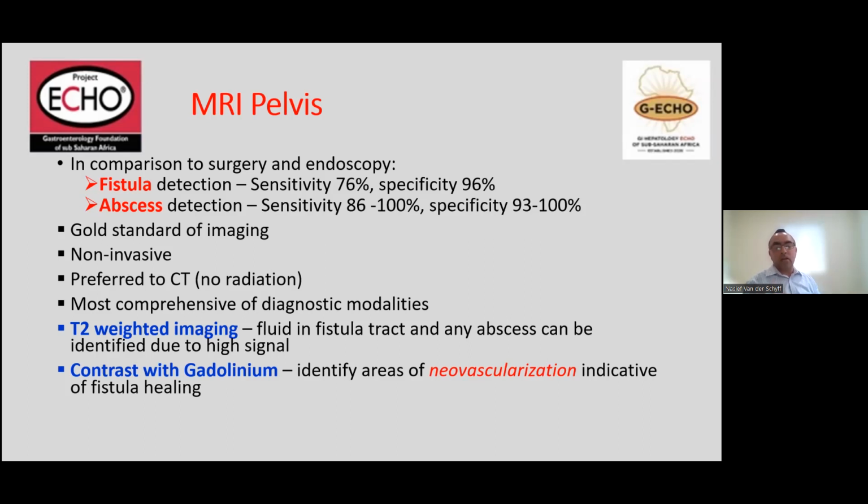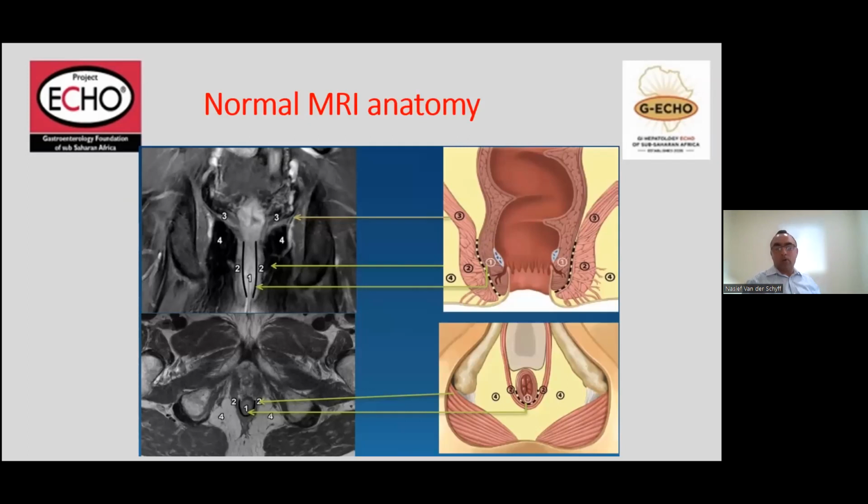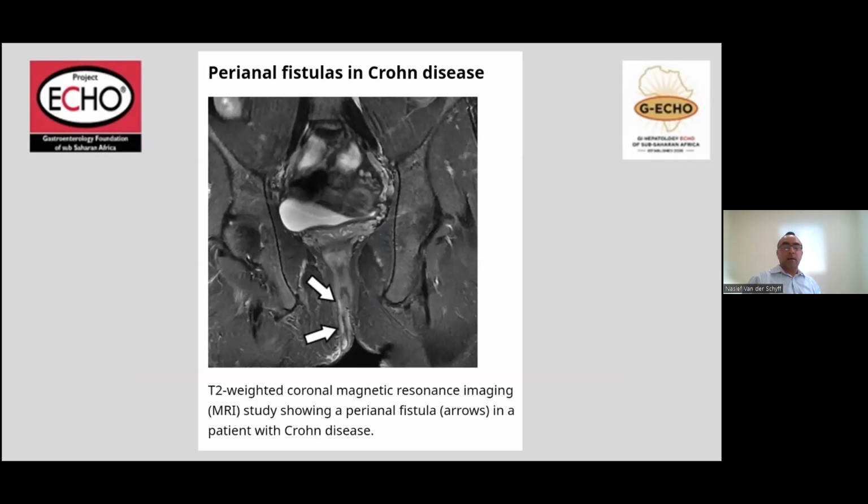And when they do an MRI scan on T2 weighted imaging, we are able to see fluid in the fistula tract and any abscess that can be identified at high signal level. And once we have contrast with gadolinium, we can see areas of neovascularization that's indicative of fistula healing. So you can understand how an MRI may be useful. Just to show you how it looks. So I've shown you the earlier slides where we show the peri-anal anatomy. So we can see the sphincters, the internal sphincter shown on the MRI scan. But also on T2 weighted imaging, you can identify quite accurately peri-anal fistulas on MRI scan.